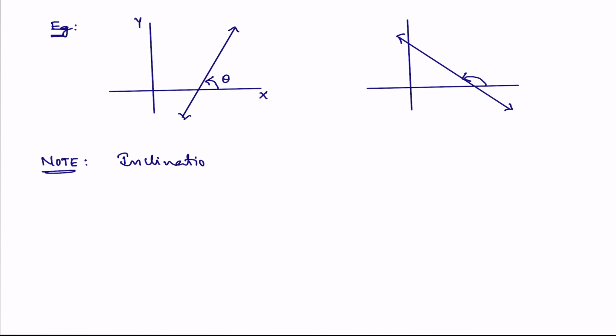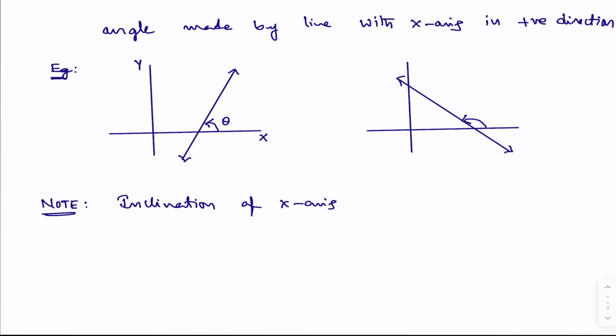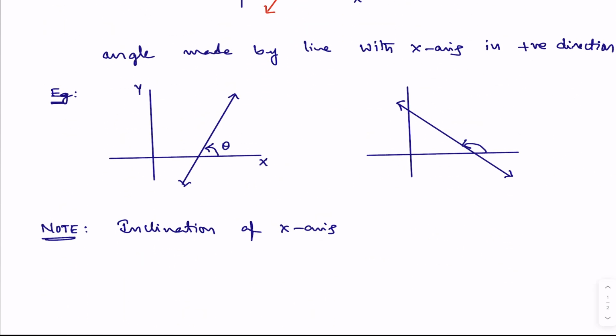Inclination of x-axis. That means the angle made by the x-axis with the x-axis in the positive direction. Suppose this is the x-axis. What is the angle made by the x-axis with the x-axis? There is no angle, right? So we will call it 0 degrees. Inclination of x-axis is 0 degrees.